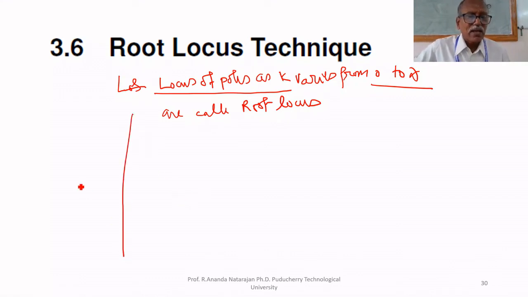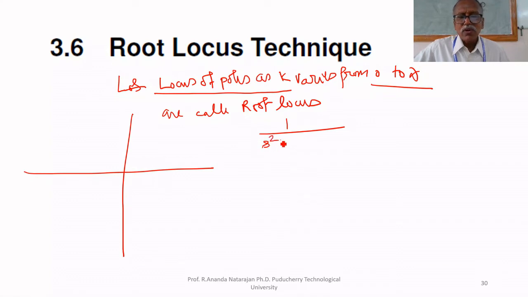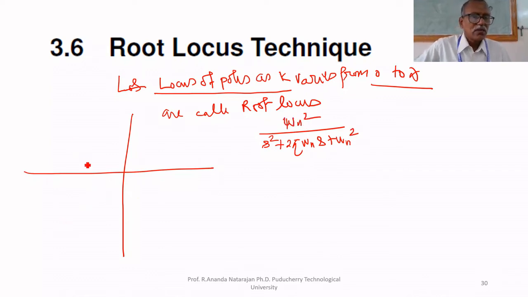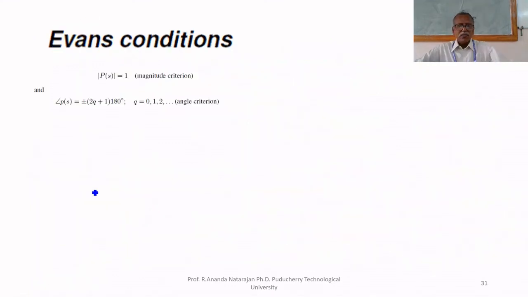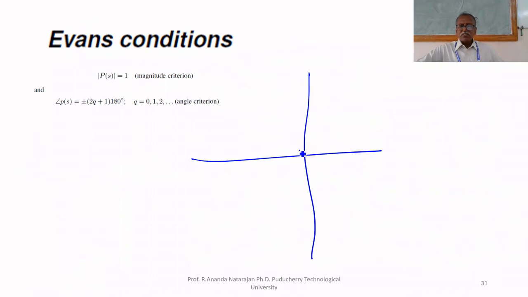For example, I am having a second order system, 1 upon s square plus 2 zeta omega n s plus omega n square. This is a second order system. Its poles are the poles of the open loop system. Or let us take this as the closed loop T of S. What is the open loop transfer function of this? If you are taking a second order system, it is a type 1 system. That's why one pole is here, another pole is here.